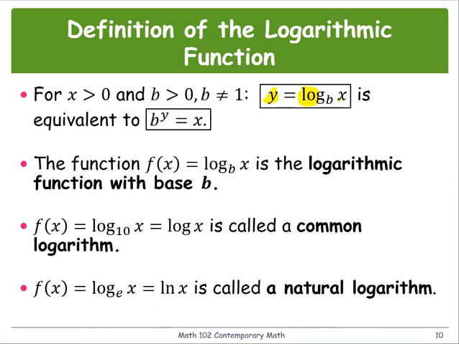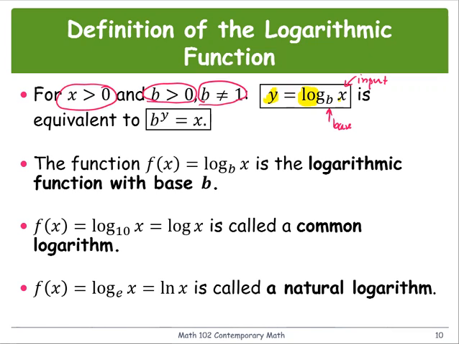x is the input and b is the base. The assumption for the base is that the base is greater than 0 and not equal to 1, similar to the property of the base of the exponential function. And x is the input, it has to be a positive value. And this model is equivalent to the exponential form of b to the power y equals x.